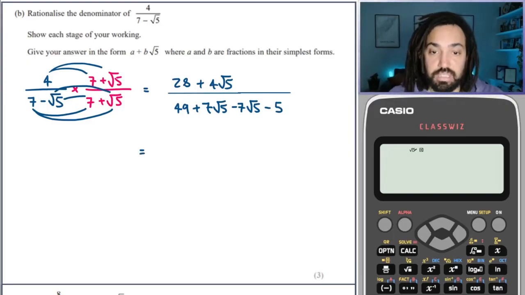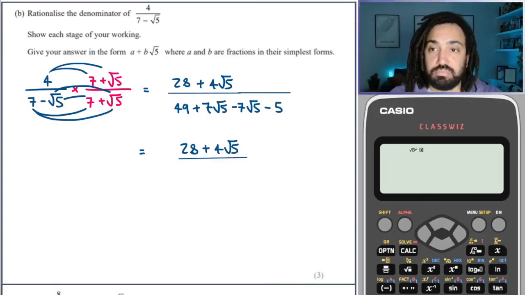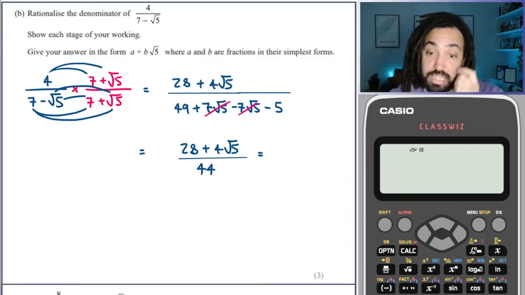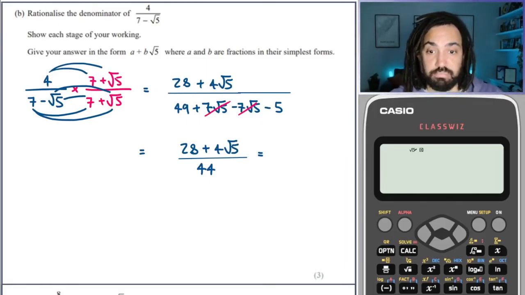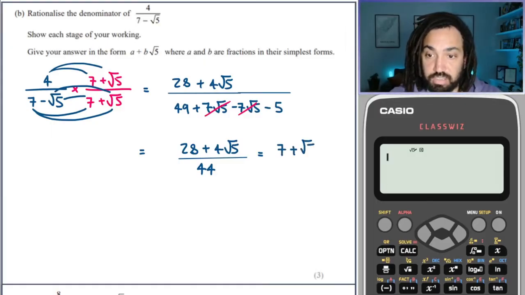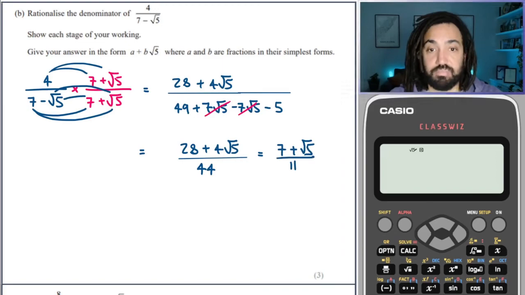Okay, so on top, we can't simplify that yet. On the bottom, these will cancel with one another. So we're left with 49 minus 5, which is 44. And then we can take out a factor of 4 to get 7 plus root 5 over 11.